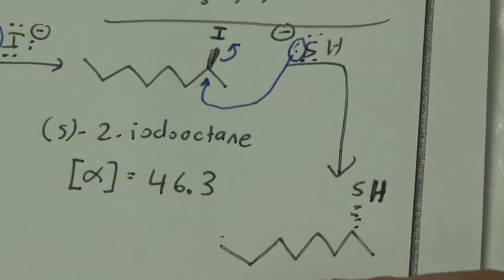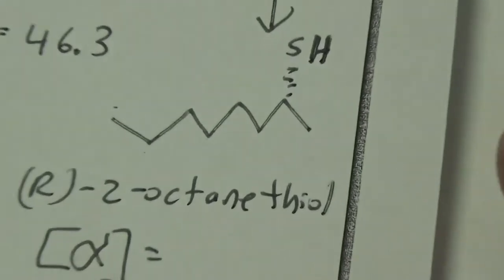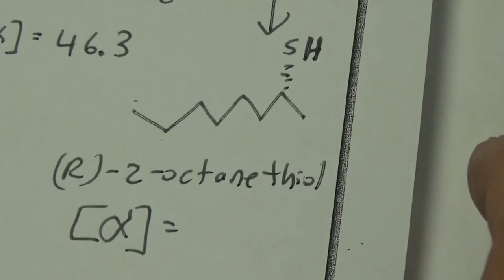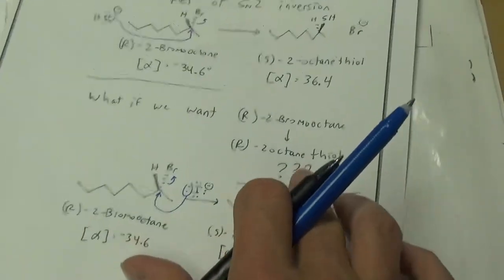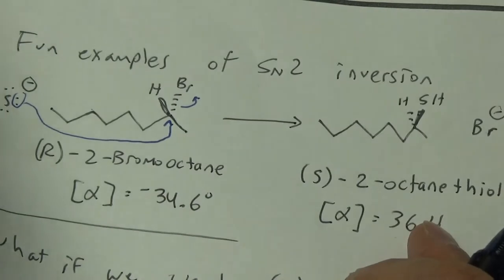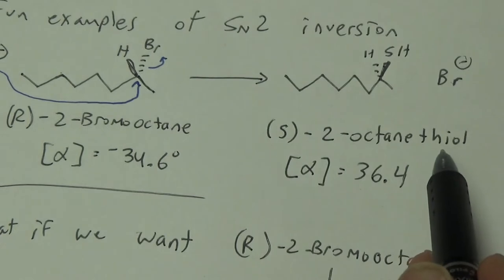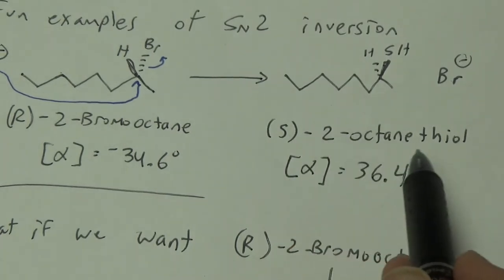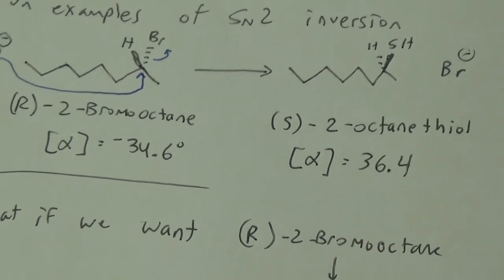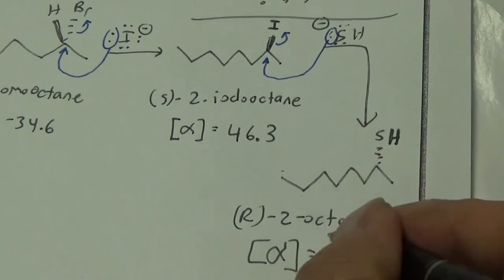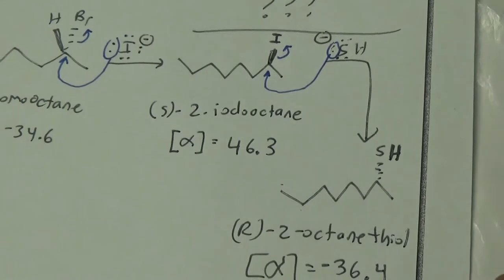And the alpha value must be, what must it be? That's R-2-octanethiol, okay? And what's the alpha value? That we can determine by looking elsewhere on the page. Because up top we went from R-2-bromooctane to S-2-octanethiol. So R-2-octanethiol will be the opposite. It'll be negative 36.4. Okay? Negative 36.4. Okay, cool. So that worked.